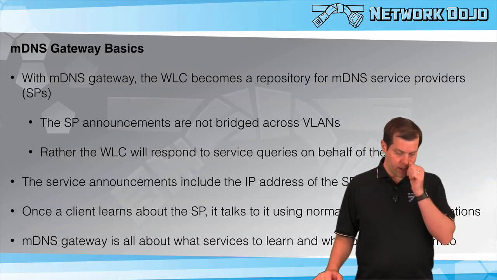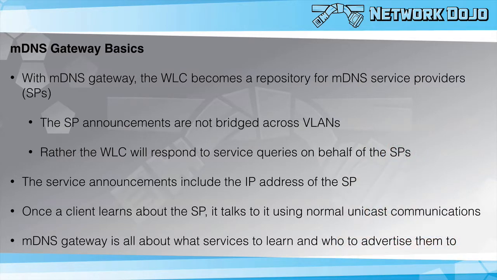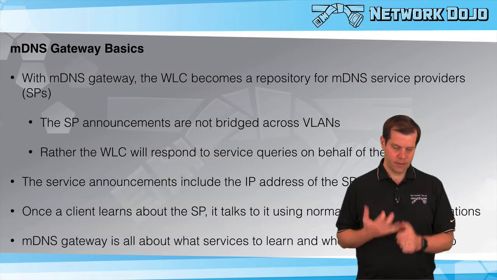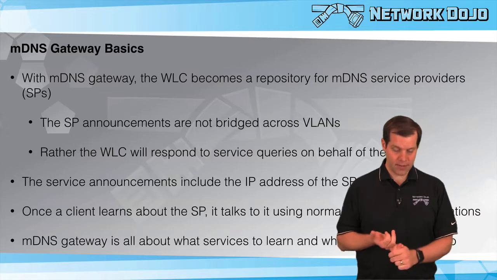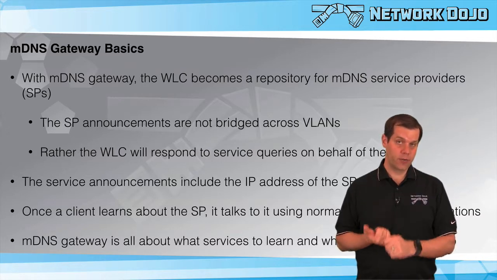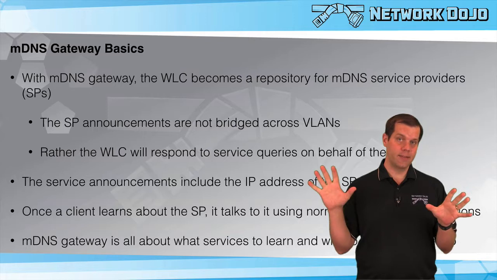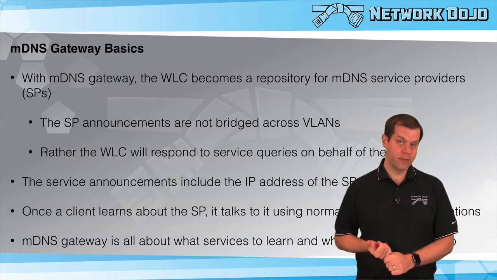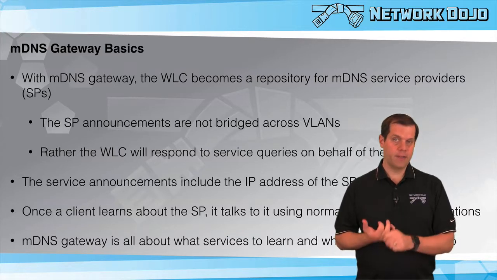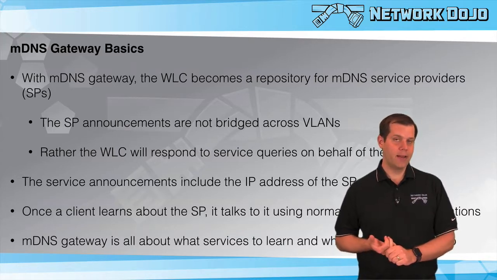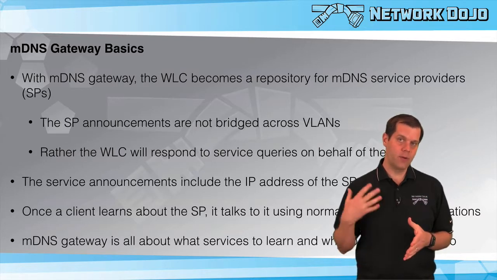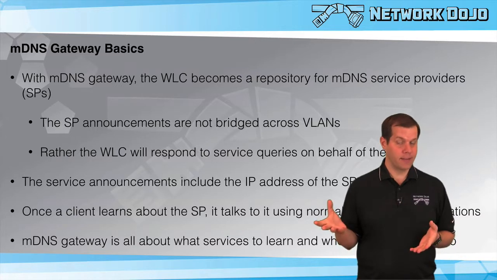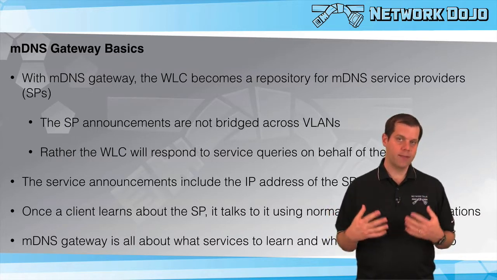So mDNS Gateway becomes all about what services to learn and who to advertise them to. That's the entirety of the mDNS Gateway process. Which services will the controller learn about? It won't learn about every last possible service from every last possible service provider. It'll learn about a list of specific services, and then it decides which services do I add or advertise in response to a query from someone. Not everyone gets to learn about every last thing necessarily. And so the controller has some discernment.